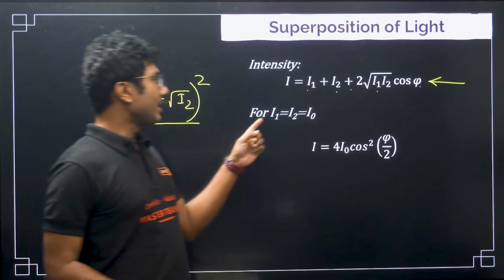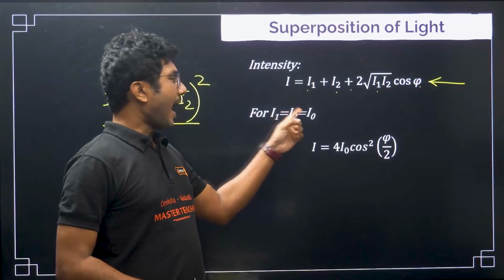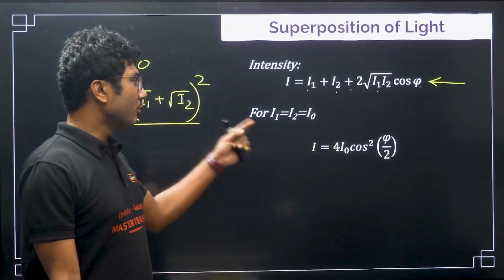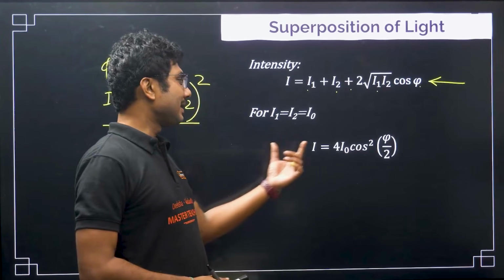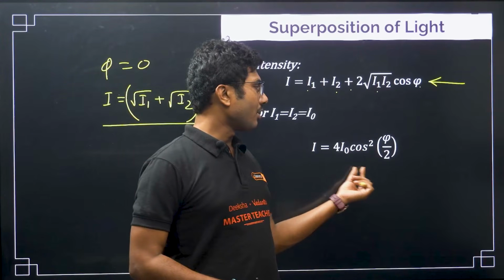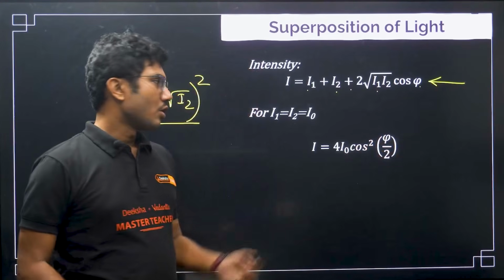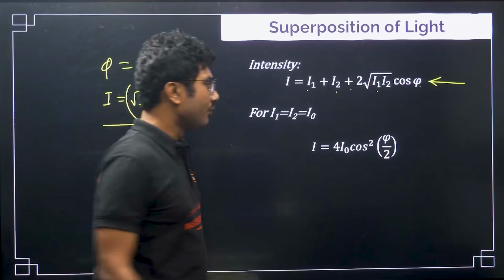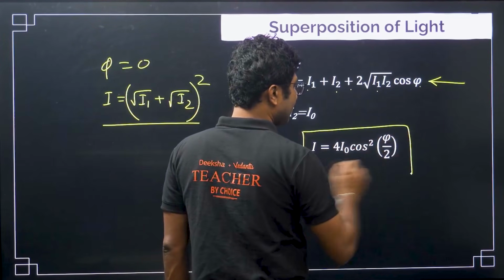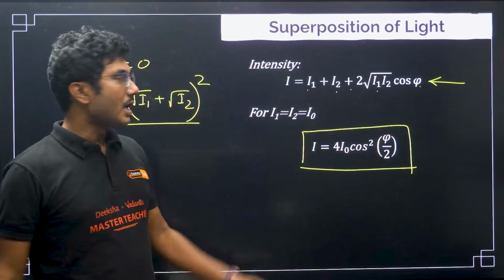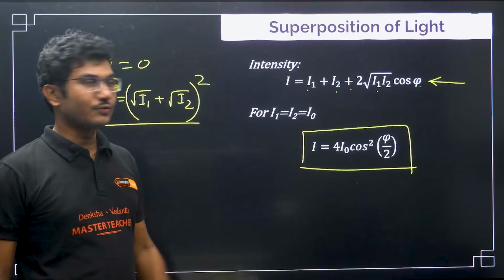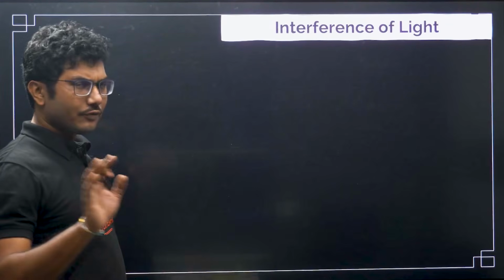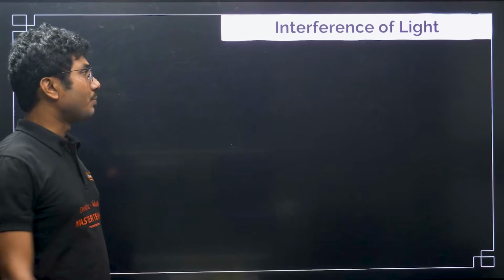Now if I1 equals I2 equals I0, so both waves have the same amplitude and same intensity, then the resultant intensity becomes 4 I0 cos square phi by 2. Very important to remember. You can just simplify this equation and find this out, and based on this you might see some questions. Phi will be given and I0 will be given. You will be asked to find the final intensity. That is a KCET level question. Mostly formulas are there, some derivations are not super high from this portion.